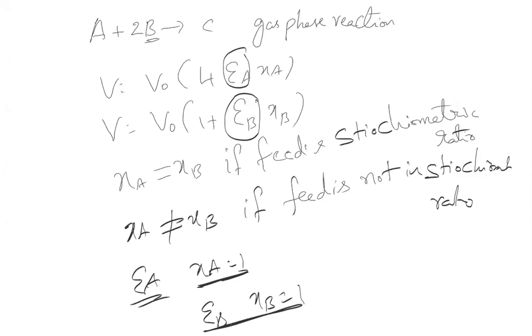So how do you calculate EA? You are clear, no? When there is a 100% conversion of A, EA is moles at 100% minus moles at 0%, divided by moles at 0%. Similarly, EB is, when conversion of B is 100%, moles at 100% minus moles at 0%, divided by moles at 0%.